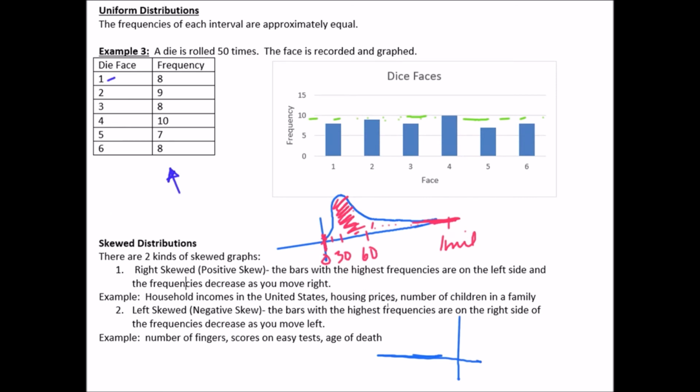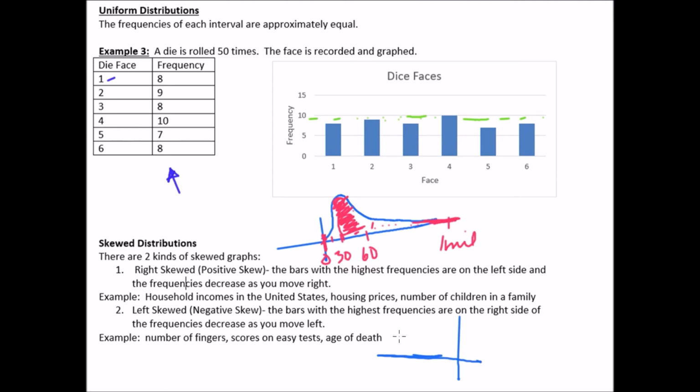Or housing prices. Houses are all around the same prices. You don't have many that are below, and very few, when compared to the cluster or the average, are higher. Number of children in a family, again, we can't have less than 0. If you think about it, most people have 2 or 3. Some people have 1, some people have 0, and it's skewed right because very few have like 5, 6, 7, 8 kids.